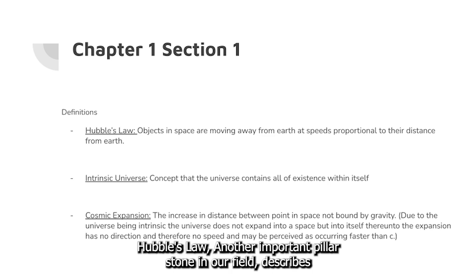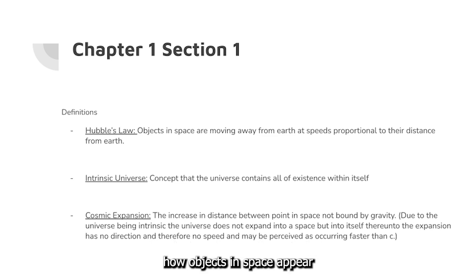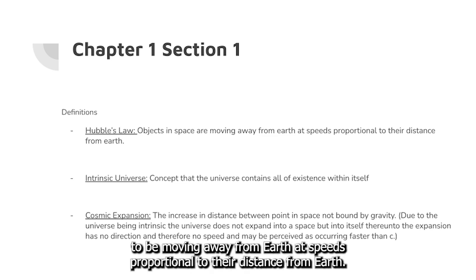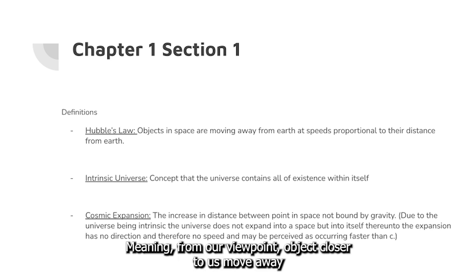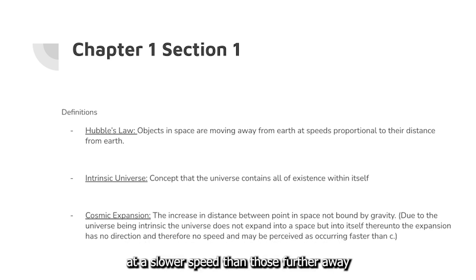Hubble's law, another important pillar stone in our field, describes how objects in space appear to be moving away from Earth at speeds proportional to their distance from Earth, meaning from our viewpoint, objects closer to us move away at a slower speed than those further away.